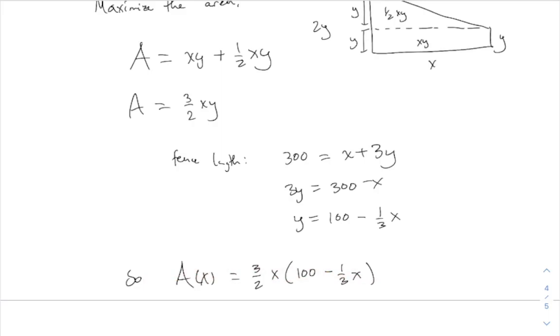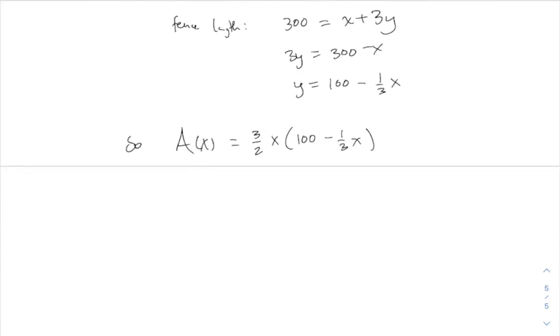So this will involve taking its derivative. I'm going to distribute there just so that the derivative will be easier. Distribute 3/2 x times 100. Isn't that 150x, I think? And then minus 1/3 times 3/2 is 1/2, like that. This is A of x. A little simpler.